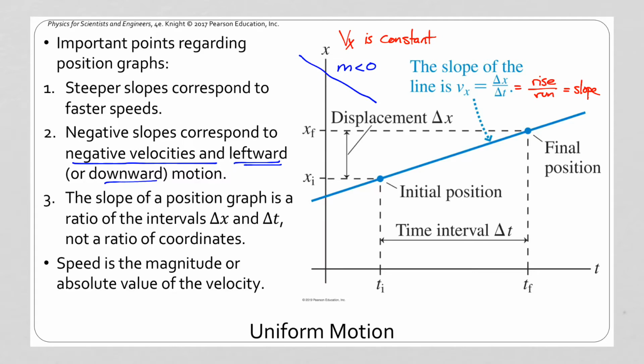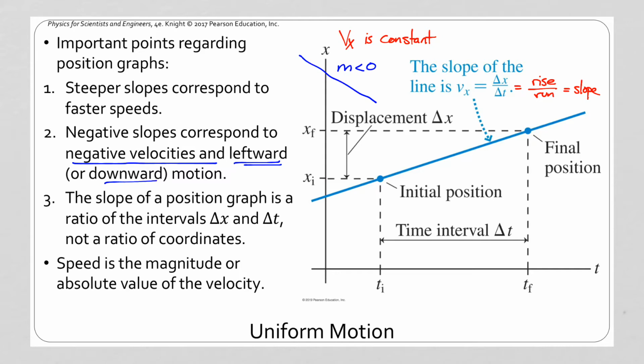The thing to remember here is this is the rise over run, so the rise is the vertical distance here, and the run is the horizontal distance. It's not the ratio of coordinates. It's not x per t or x final per t final, but it's the difference between these x coordinates divided by the difference between the t coordinates there. And we're talking about velocity here being constant.